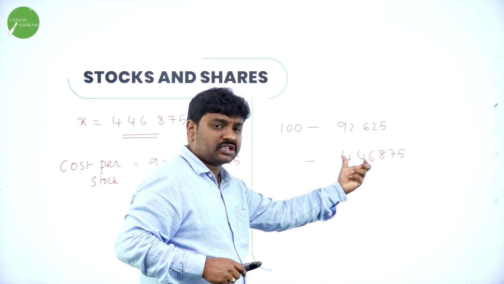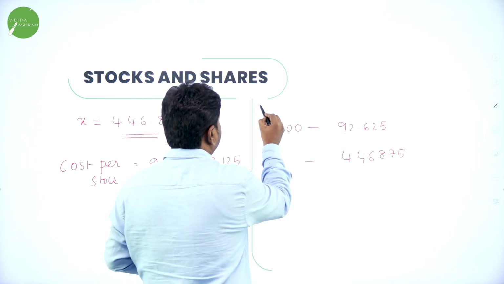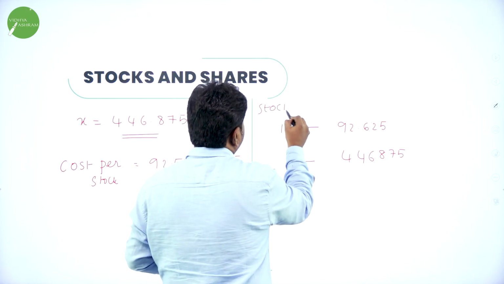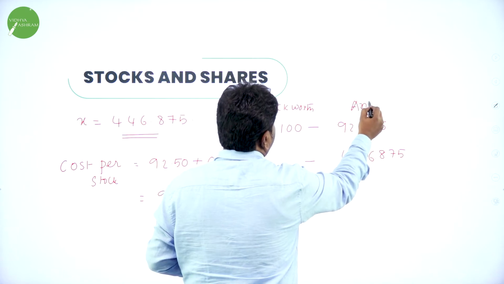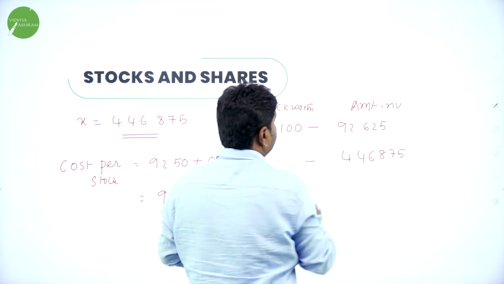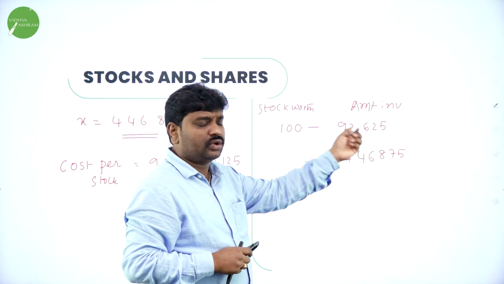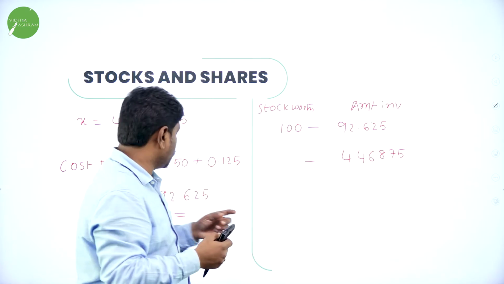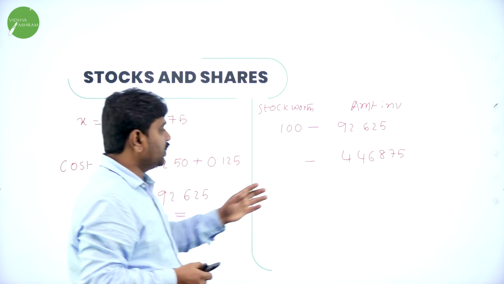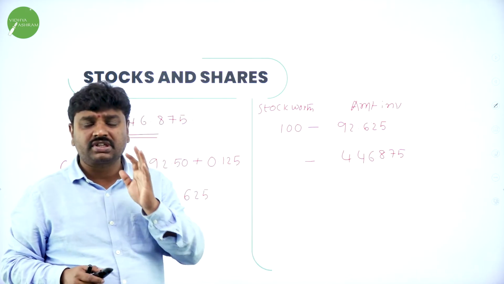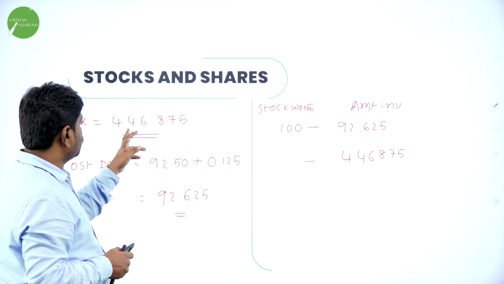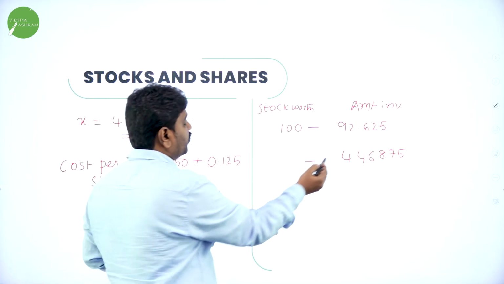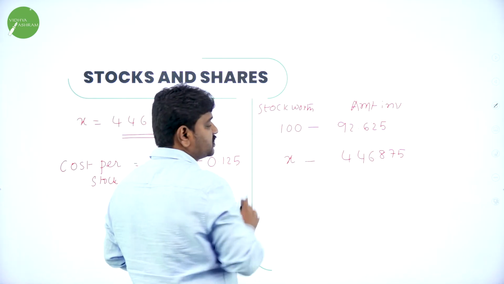If you invest this much, how much stock? So here I am writing stock worth and amount invested. If you invest 92.625, you will get 100 rupees stock because you are purchasing at this rate. And now you are not investing just 92.625, you are investing the whole proceeds. How much proceeds did you get? You got 446.875. So for this, you will get a stock worth of X rupees.